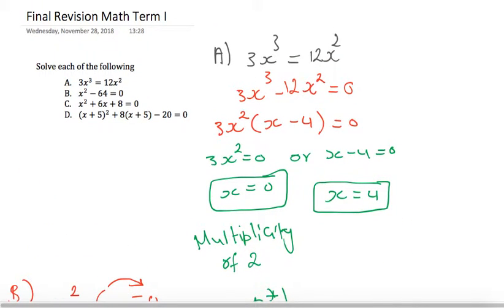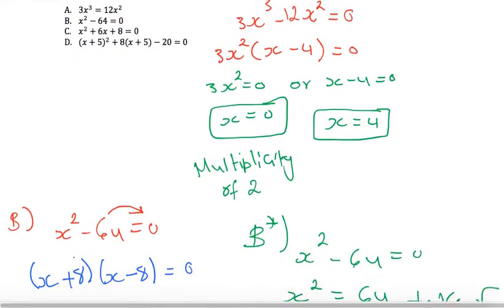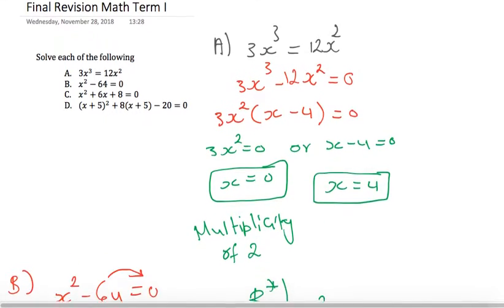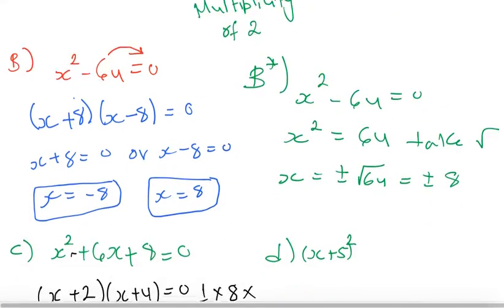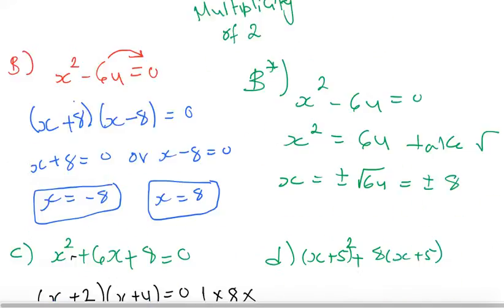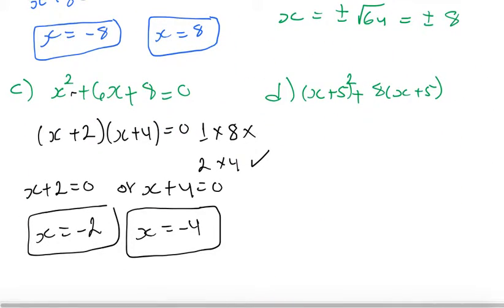Last equation, it's a longer one, so we need to think a little bit about it. It's number D, x plus 5 squared, plus 8 times x plus 5, and minus 20. Then I have minus 20 equals to 0.